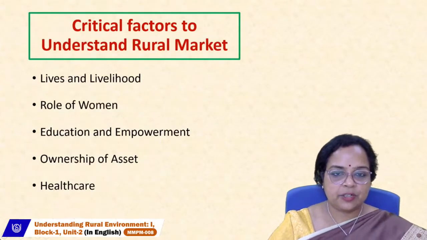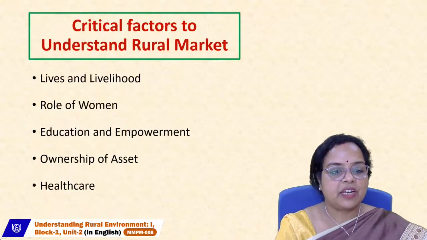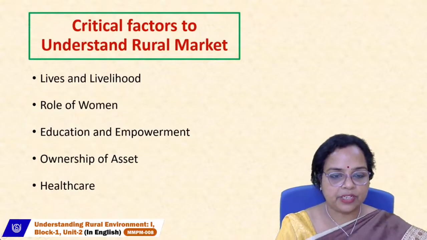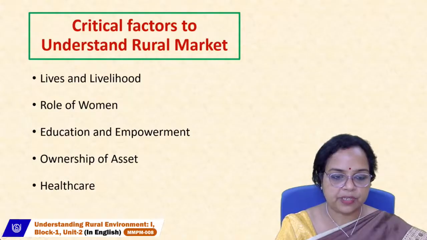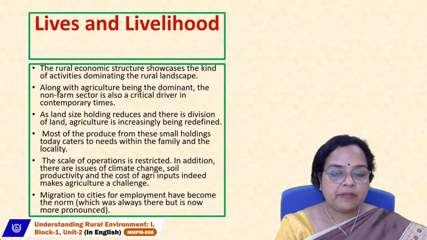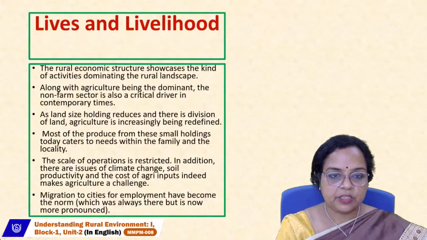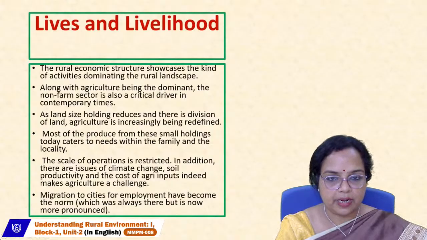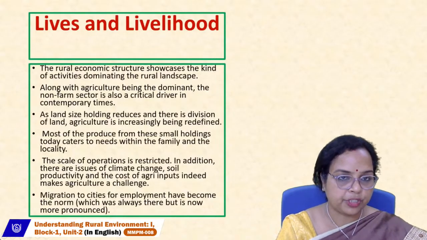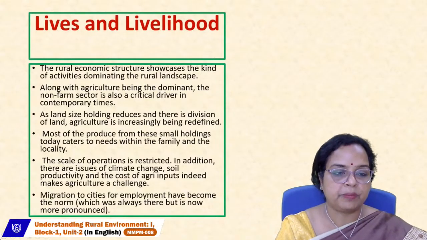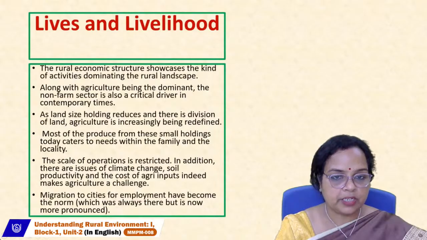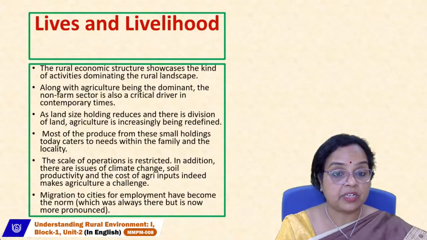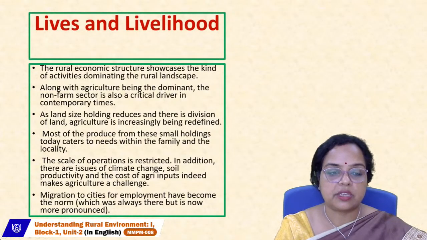Critical factors to understand rural markets are lives and livelihood, role of women, education and empowerment, ownership of assets, and healthcare. Lives and livelihood in the rural economic structure showcase the kind of activities that dominate the rural landscape, that is, simply understanding what they do to maintain their daily life. Along with agriculture, what are the non-farm sectors that exist in the rural belt? A marketer needs to understand that.